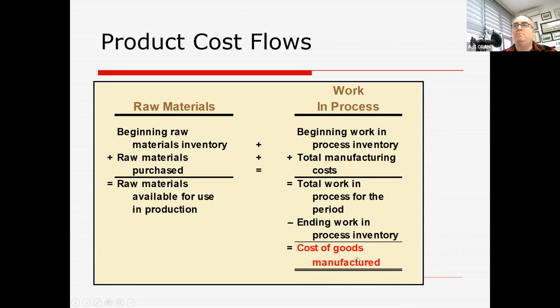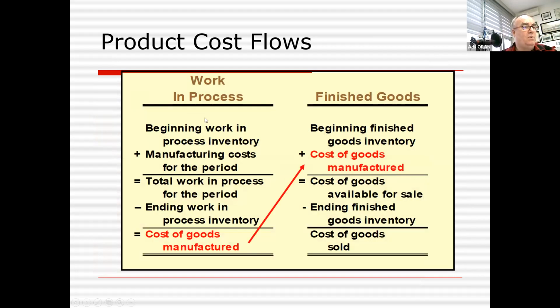So cost of goods manufactured is what gets transferred out of work in process to the next step, which here we will see. So work in process, the cost of goods manufactured gets transferred into this. So your finished goods inventory, things that are ready to sell to customers. Again, you have a beginning inventory from the previous period. You have the new additions from this year, this period. So plus cost of goods manufactured gives you cost of goods available for sale, right?